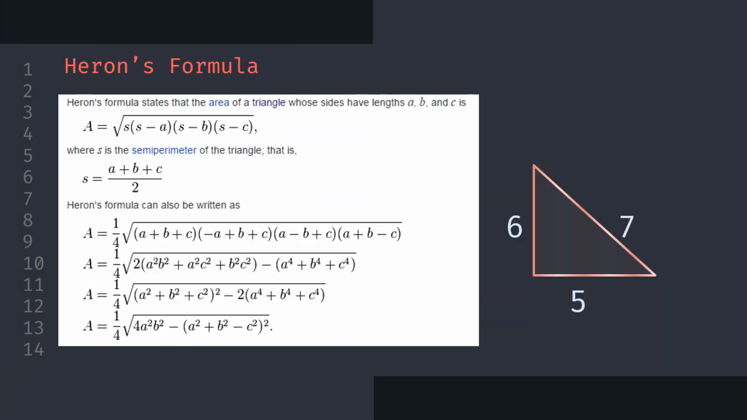Heron's formula allows us to find the area of any triangle when we know the lengths of all three sides. The formula is: area equals the square root of the semi-perimeter times the difference between the semi-perimeter and each side of the triangle.